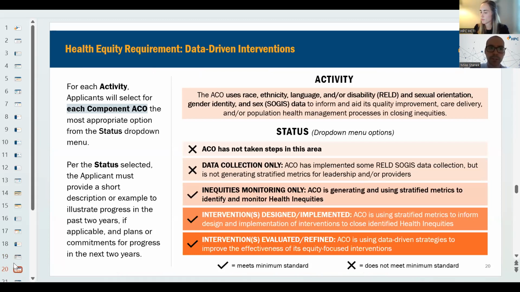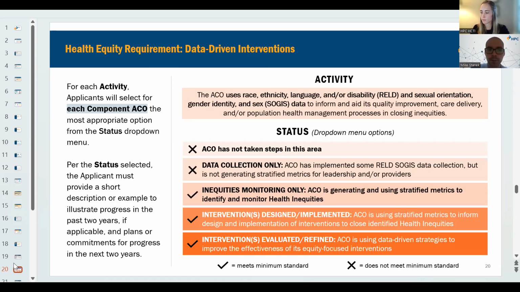And we spell out in the PUG in a little more detail how we're thinking about each step in that progression. In brief, data collection only would mean a component ACO has adopted some standard for race, ethnicity, language, or disability, RELD, and/or sexual orientation, gender identity, and sex, SOGIS, data collection, has trained some staff on collecting that information, and is collecting self-reported data for a majority of its attributed patients or in a majority of ACO participating practices. So that status would represent systematically rolling out data collection on a material scale.